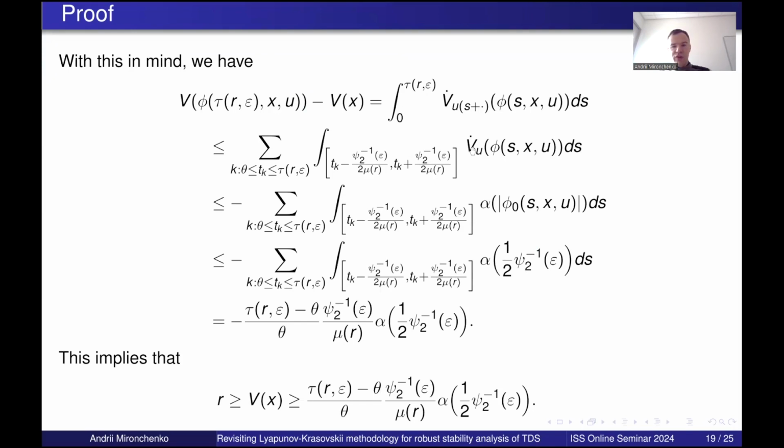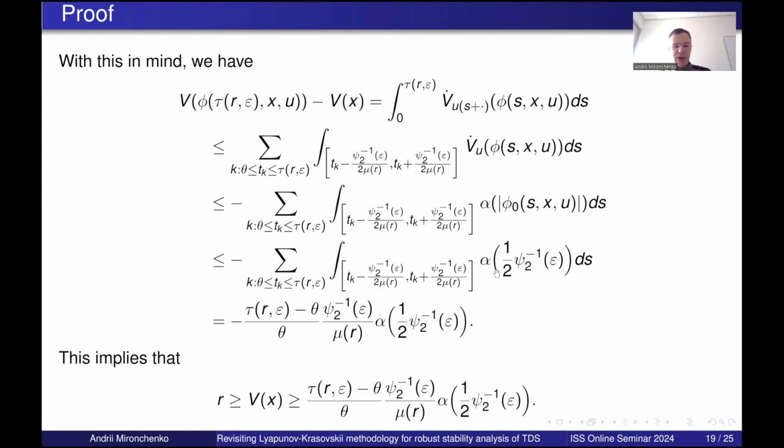So what we do, we just use that V dot is less or equal than 0 all along the trajectory. So I threw away all the intervals we are not interested in, namely all the intervals which are not of this form. And we just upper estimate this integral as the sum of integrals over these subintervals. Now, at each of these subintervals, we can upper bound V dot with our pointwise decay rate. And moreover, we know that phi 0 at these intervals can also be lower bounded, and thus minus the norm of phi 0 can be upper bounded by such a guy.